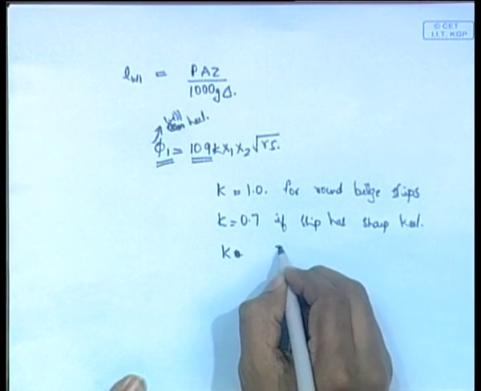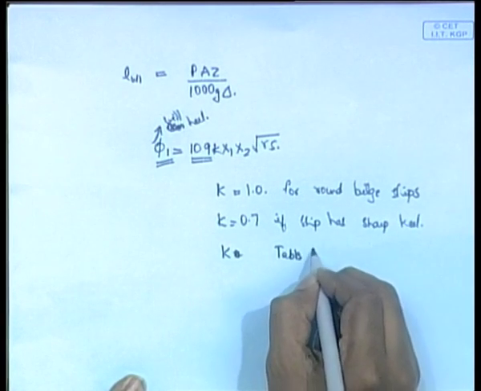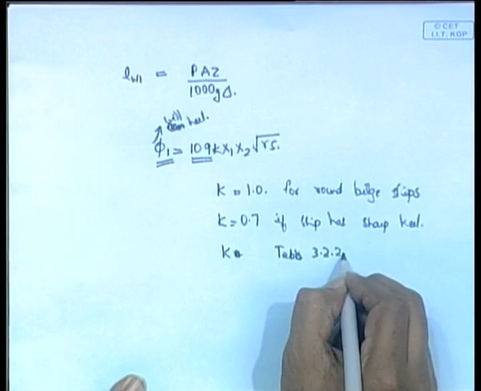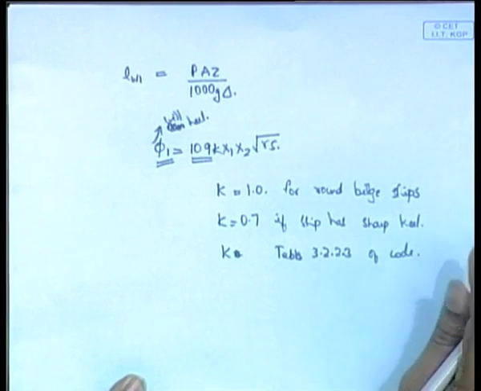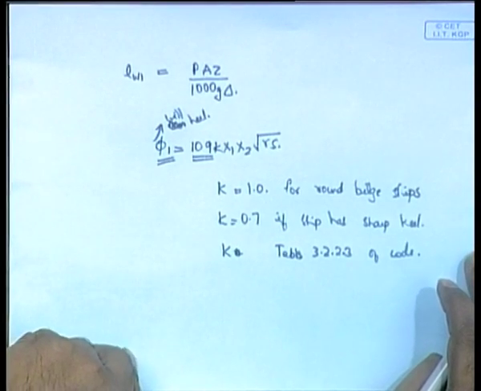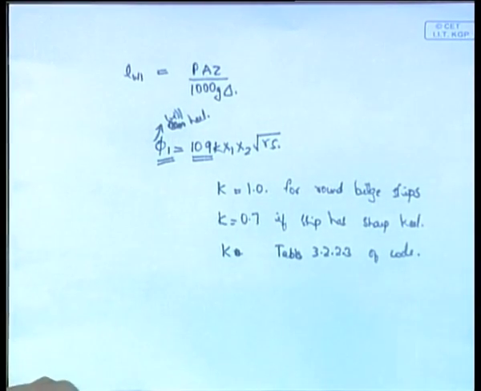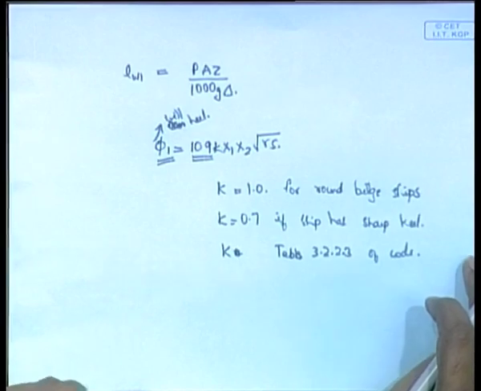This is how it is given in a table, 3.2.2.3 of the code. By code we mean the IMO code, and there is a booklet which will give you the entire set of the code, and in that there is a section that deals with the winds.